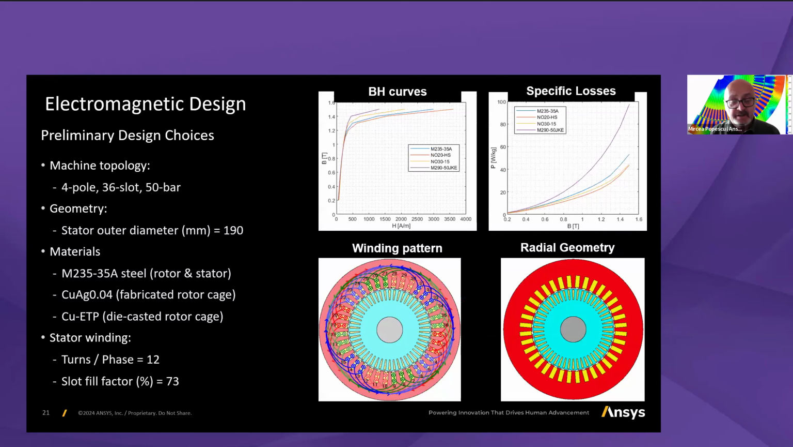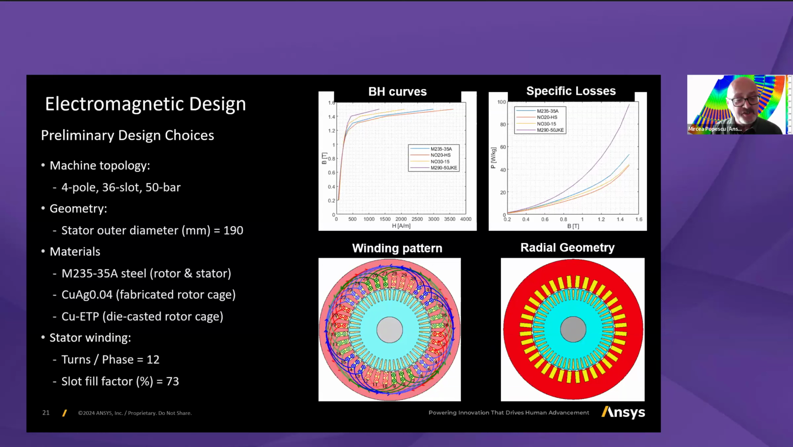The topology, you'll find it's already published in literature in several articles, including the one that I'm quoting right now. It's a 4-pole 36-slot machine with 50 rotor bars, just as an indication of the stator outer diameter. Materials, relatively standard, 0.35 millimeter thickness M235. And the material for the cage was either copper silver alloy or copper ETP for die-casted solution.